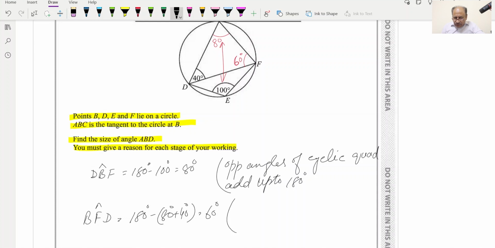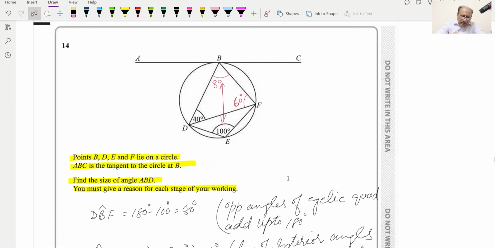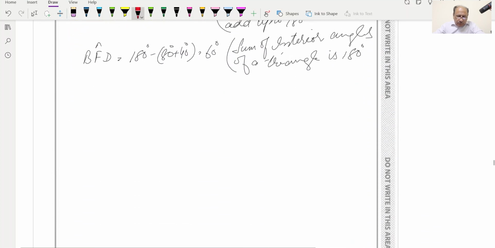angle sum of interior angles of a triangle is 180 degrees. So now we can write angle ABD. Angle ABD will be equal to this one, 60 degrees. So this will also be 60 degrees, and the reason is by alternate segment theorem.